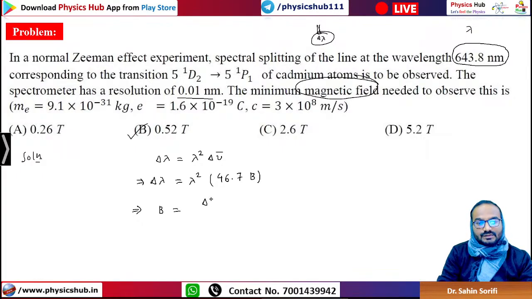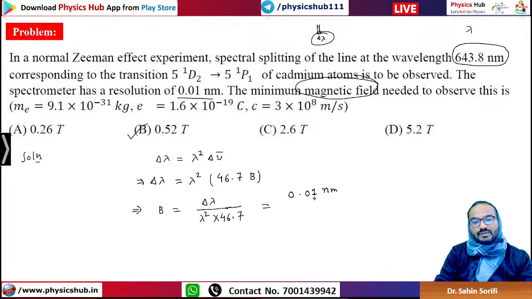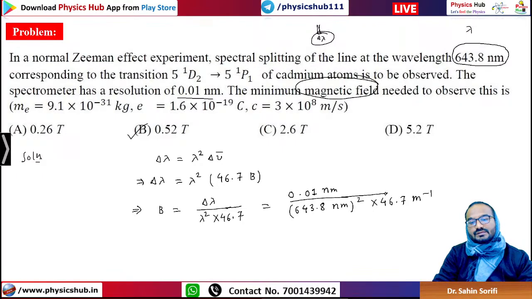B is equal to delta lambda by lambda square into 46.7. Have you done it in this way? Delta lambda is equal to 0.01 nanometer. I am just keeping it in this way, nanometer. And lambda square is 643.8 nanometer square, into 46.7 meter inverse.